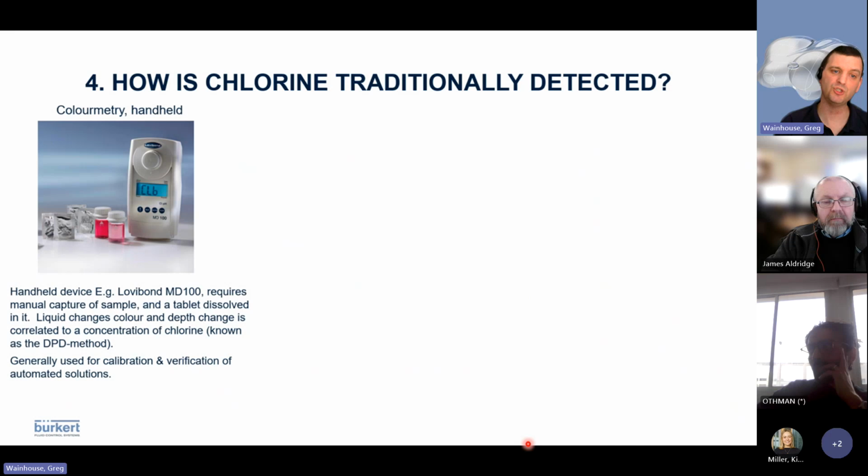Quite often we see these used either once a day, once a shift, maybe even sometimes once a week. So they're not continuous online devices. They're there just to grab a sample and measure it and verify the process.